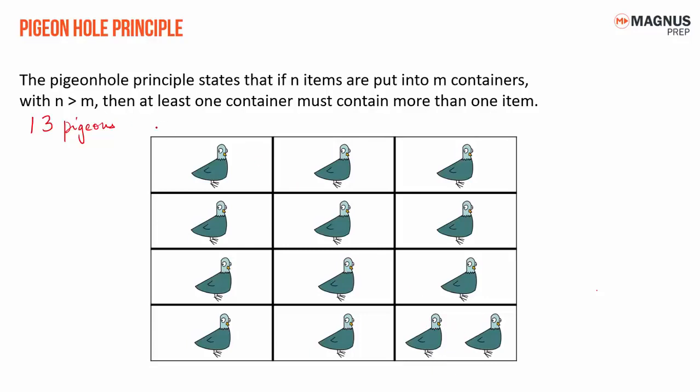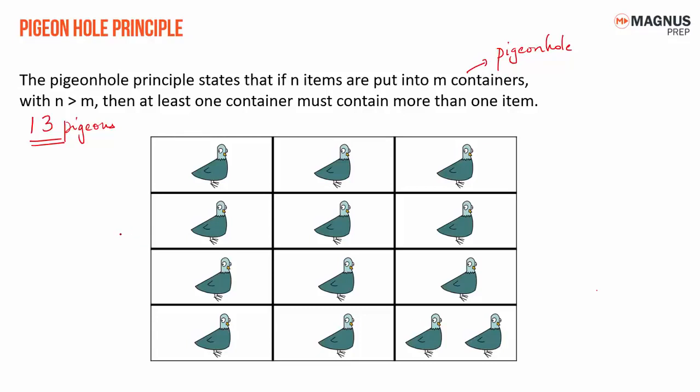So according to the pigeonhole principle, we know that n items, in this case 13 pigeons, are put into m containers. In this case m corresponds to the number of pigeonholes, right? So we can safely say that n is greater than m. There are 13 pigeons and 12 pigeonholes. At least one container must contain more than one item. So that's what we see here. At least one container is containing more than one item, right?